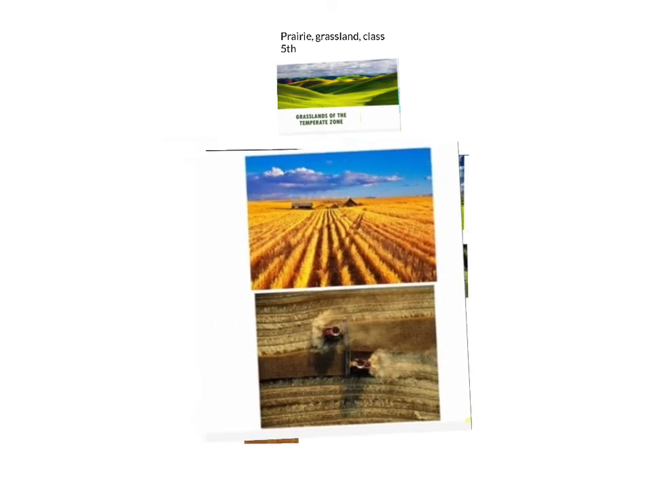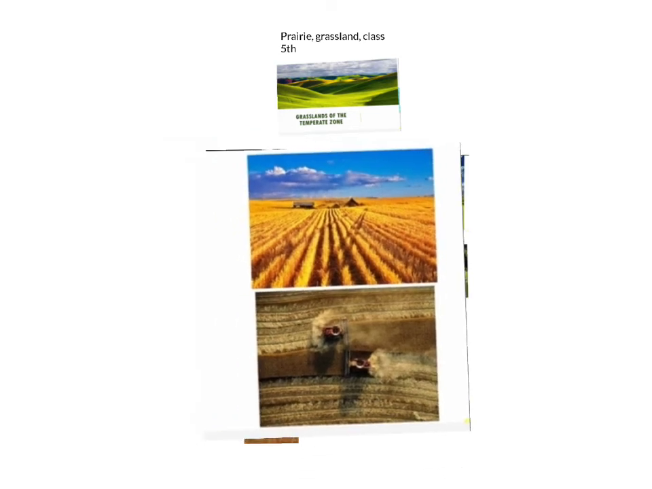Prairie is very rich in wheat production, but its upper part, from the south side, is very hilly, where rearing of cattle is done, where only animals are reared. You can see this image of wheat cultivation. Wheat is very much grown. Barley and other crops are also grown there, but mostly it is rich in wheat production.